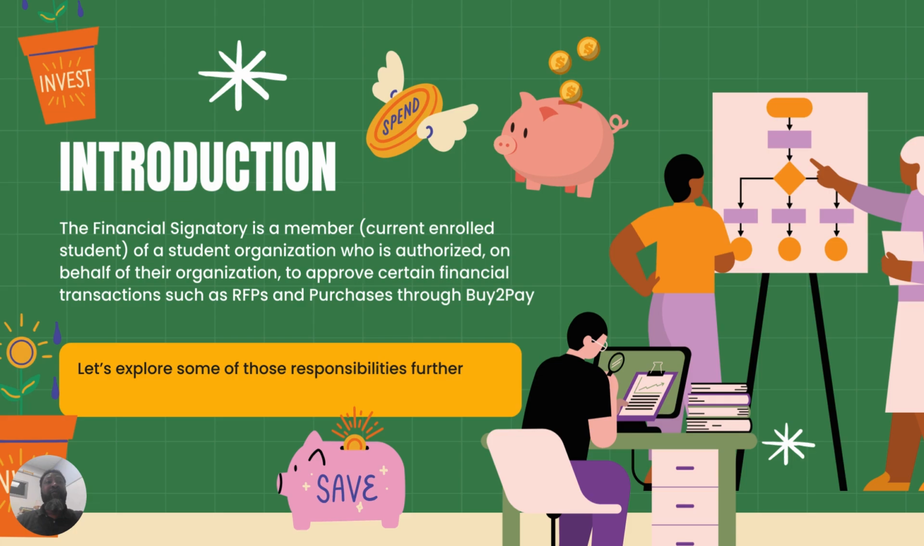A financial signatory is a member of a student organization who is authorized on behalf of that organization to approve certain financial transactions, such as RFPs and purchases or requisitions through buy to pay. Now, this member must always be a current enrolled student. Unfortunately, community members, alumni, any other person that is not an enrolled student at MIT, will not be eligible to become a financial signatory.